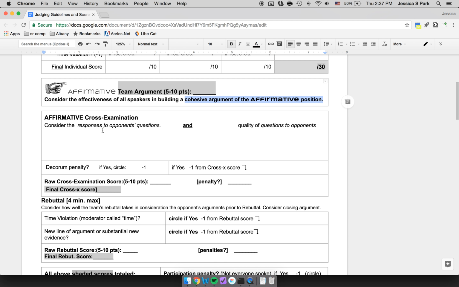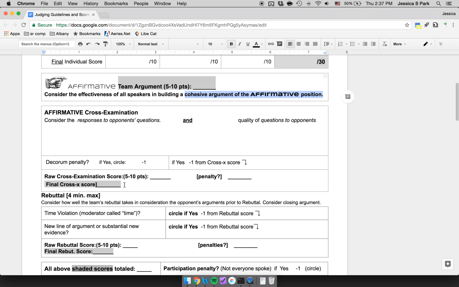The next piece is cross-examination. Cross-examination is worth 10 points. That point value will be based on 2 things: your ability to respond to your opponent's questions and the quality of the questions that you're asking your opponents. Your judges are going to be thinking about, do you seem like you're at ease with the questions that your opponents are asking you?